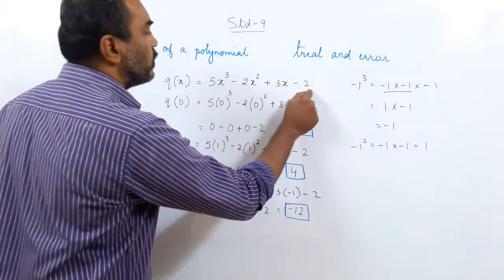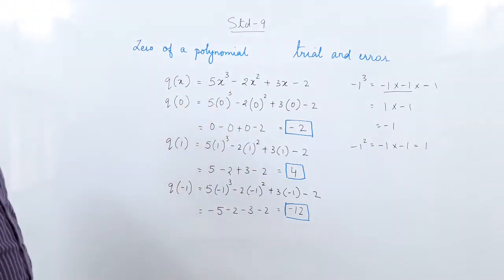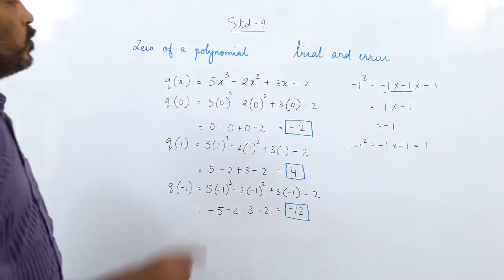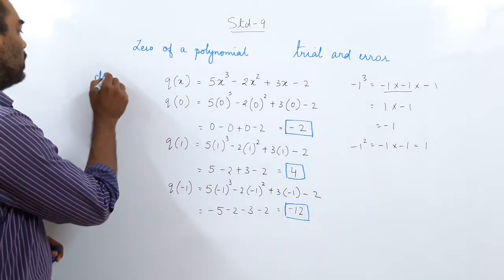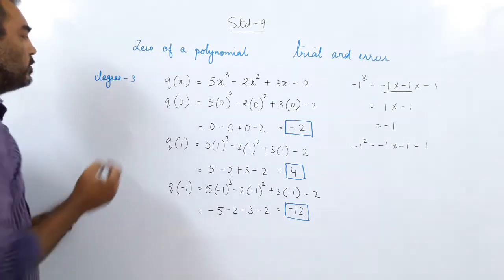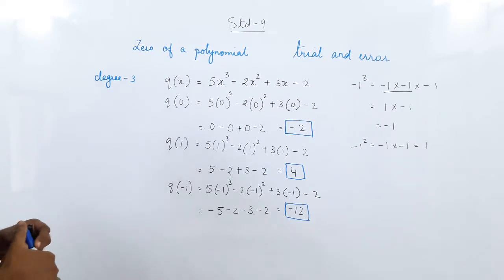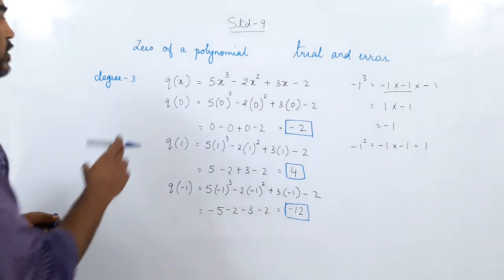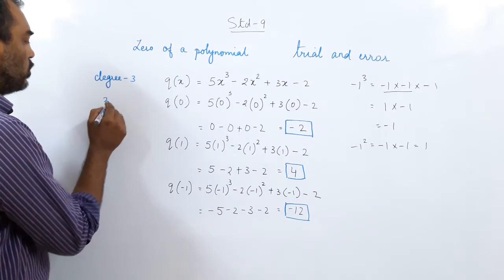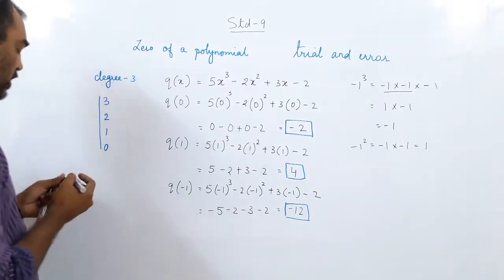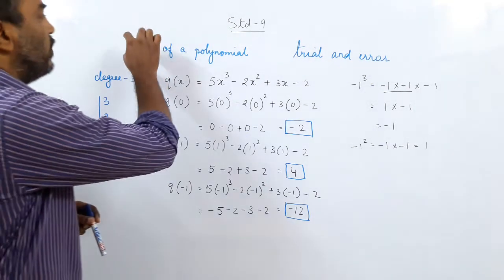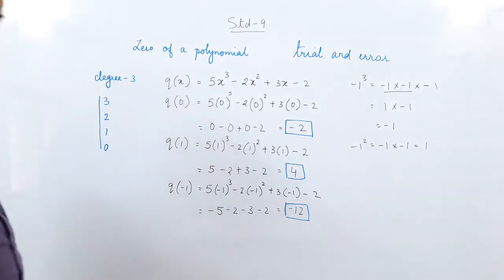What is the degree of this equation? If you look at this equation q of x, what is the highest power? 3. So the degree of this equation is 3. Now why do we need to know the degree? The degree tells us that there can be 3 values of x, or 2 values, or 1 value, or 0 values, so 4 possibilities, for which the value of the polynomial becomes 0. Now can you try something and see if for any number you get the value 0?